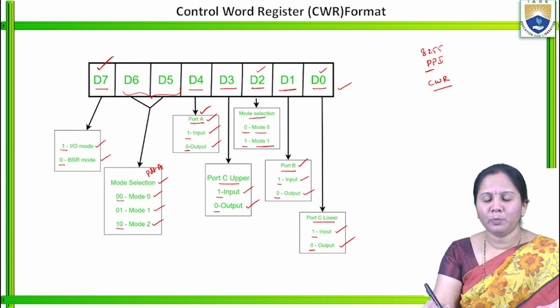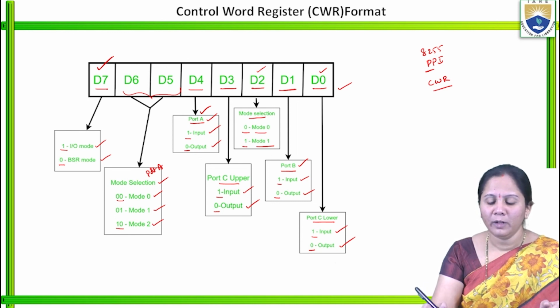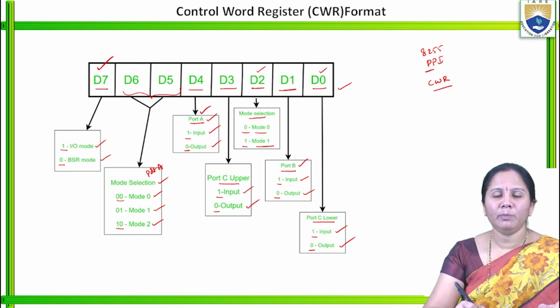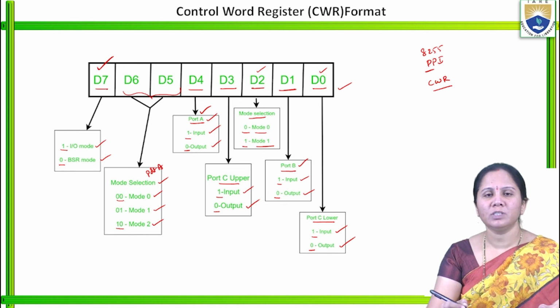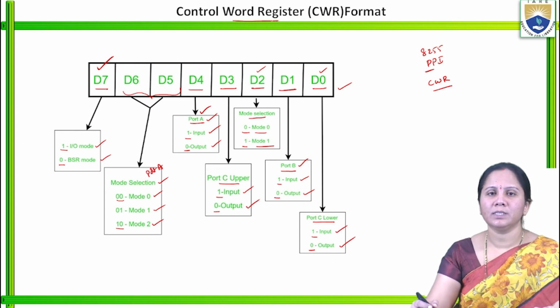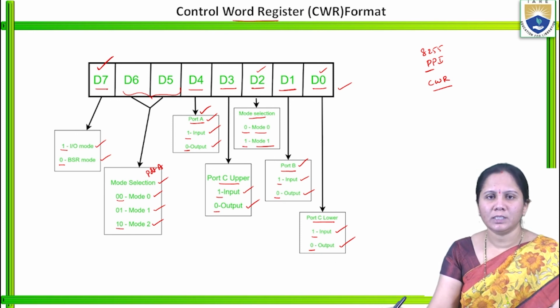Here port C, as we know, will be operating in only one mode, whereas port B will be operating in two modes, that is mode 0 and mode 1. Port A will be operating in 3 modes, mode 0, mode 1 and mode 2. So this is what we have about the control word register and how to program this 8255 by using this control word register.